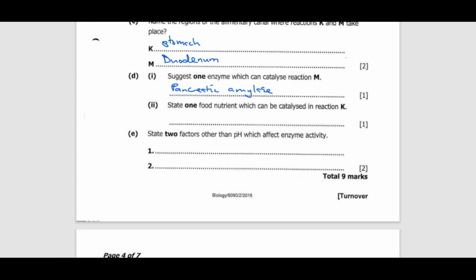Okay. State one food nutrient which can be catalyzed in reaction K. In reaction K, that is the stomach. Now they've said, pay attention to the question. State one food nutrient. So what is that one food nutrient? The answer is proteins.